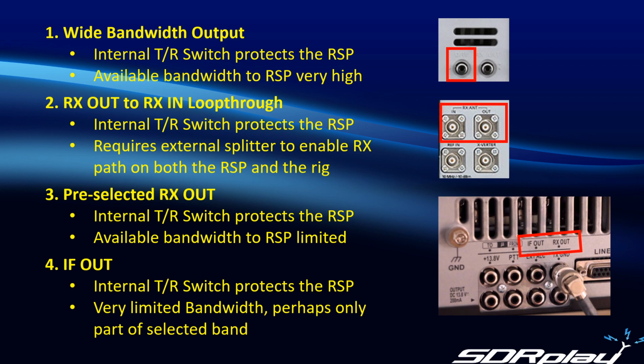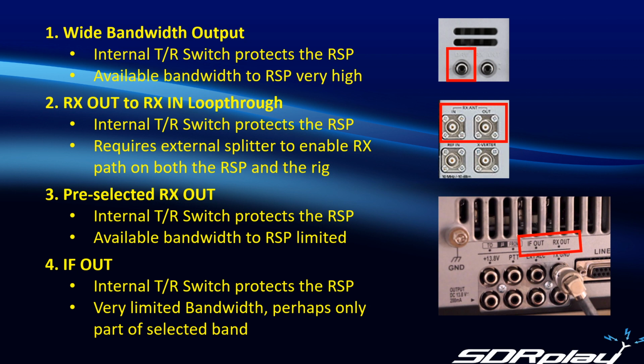Next we come to the pre-selected RX out. This is actually a Yaesu, I forget which particular model. In fact, this has both IF out options and also RX out. Now RX out in this case is after the pre-select filters, so there is a constraint on how much bandwidth you can get, and off the top of my head I can't remember the feature that they call it on the Yaesu, but it's a way of limiting the amount of signal that goes into the radio to avoid interference from signals outside the desired band.